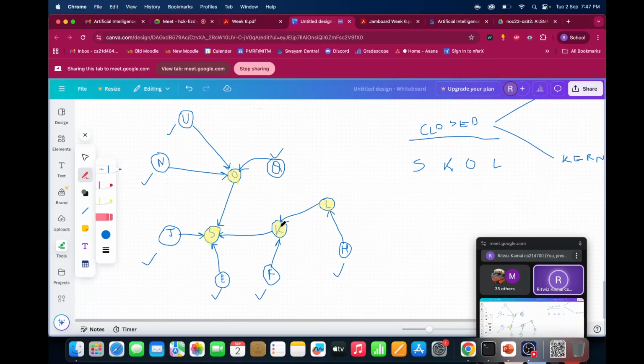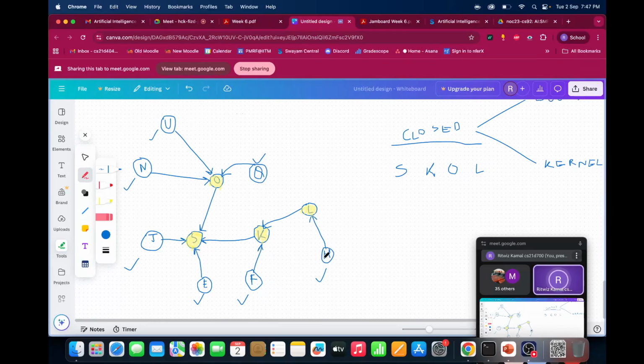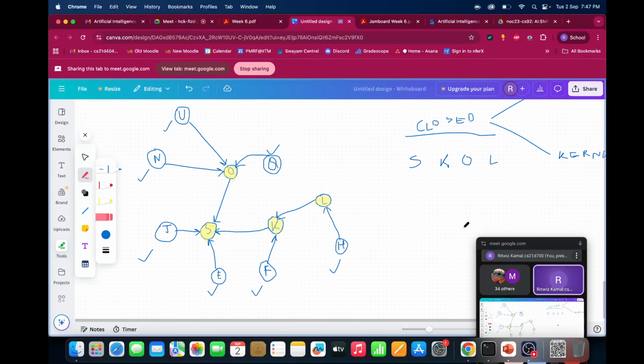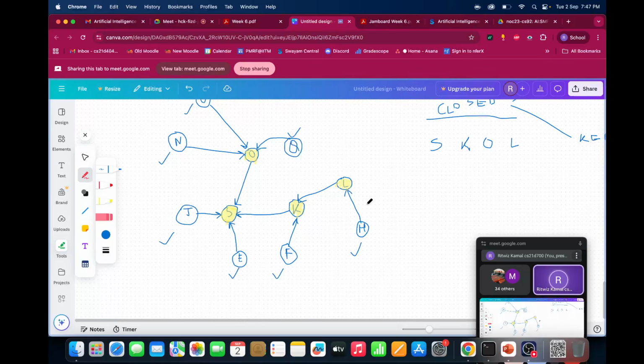Here K has one node F which is in the open list, so this can't be in the kernel, right? So K will be in the boundary. L also has H in the open, so L will also be in the boundary. O has 3 nodes in the open, so O will also be in the boundary, not in the kernel. So S, K, O, L, all of these will be in the boundary. Kernel will be empty as of now, as of the 4th expansion that we have done.